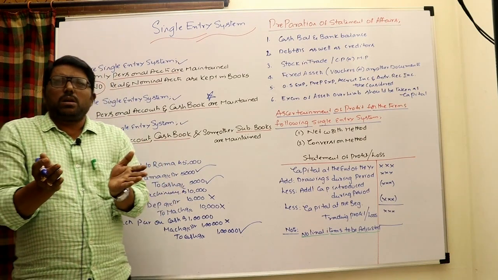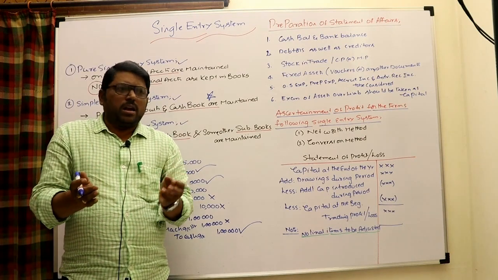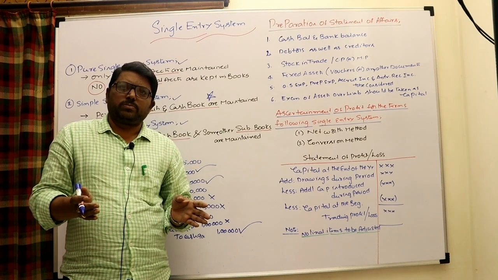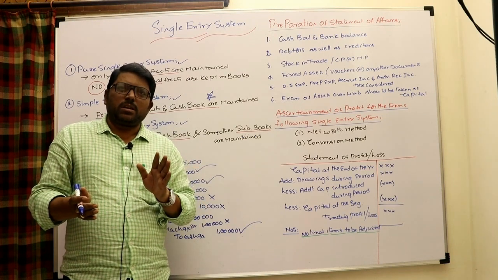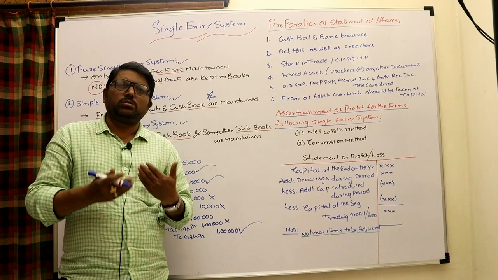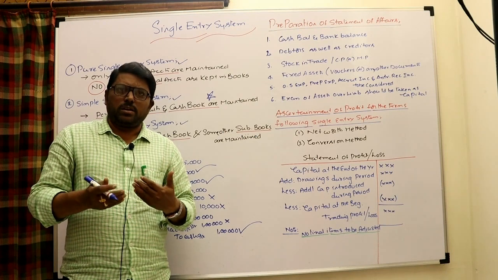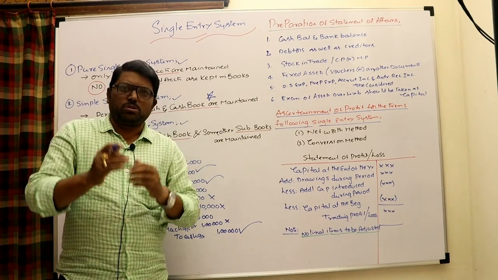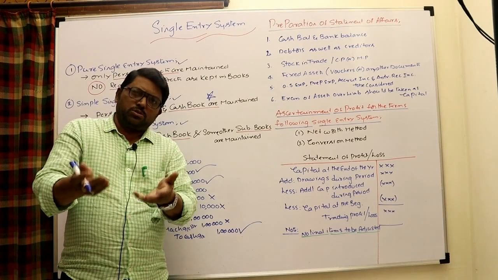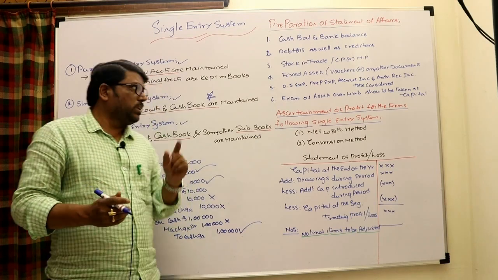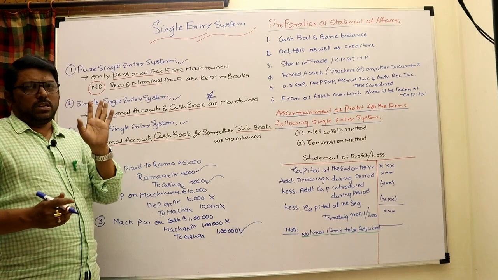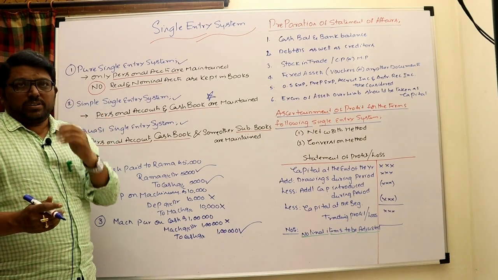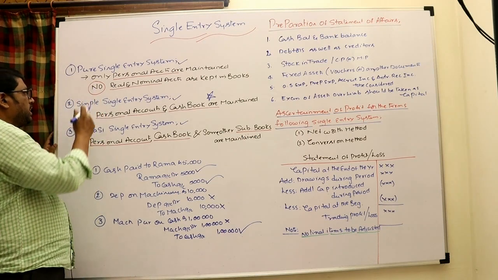For example, very small business houses do not maintain a cash book also, but they can maintain the personal accounts. Personal accounts in the sense they used to work out in their own manner. They can say how much amount is due to others and how much amount is due from others. They are able to say. So they maintain the personal accounts. They do not maintain even a cash book, which is the pure single entry system.